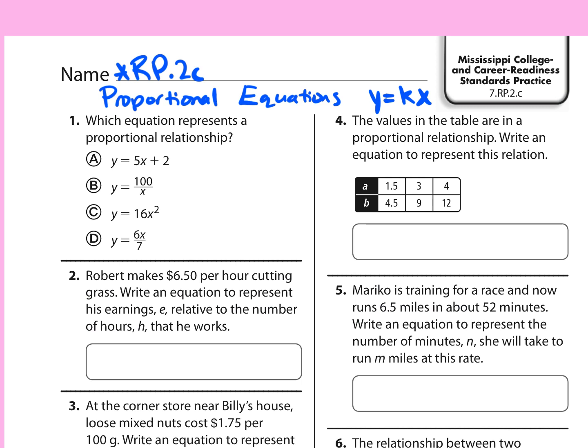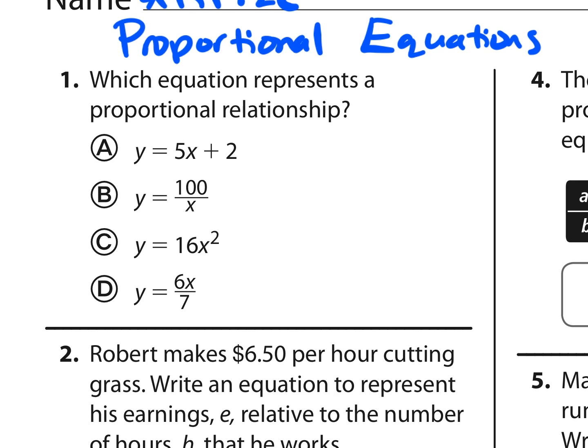Standard RP2C is about writing proportional equations. These would fit y equals k times x. So looking at this first one, which one is a proportional relationship?